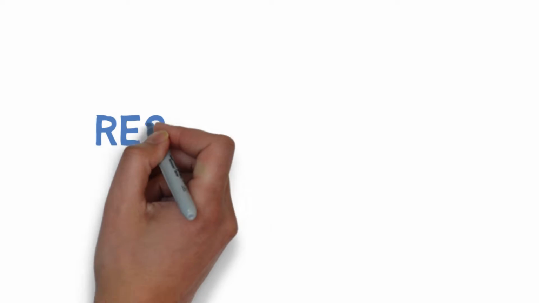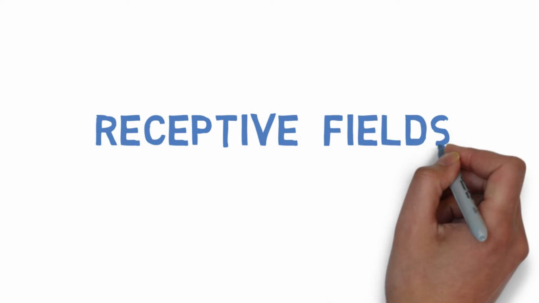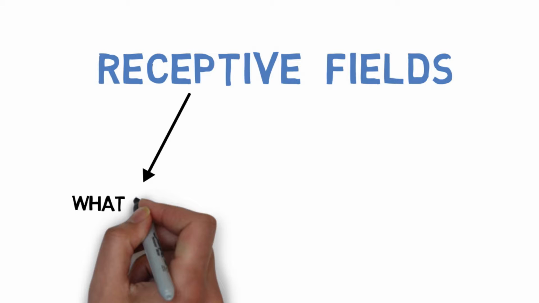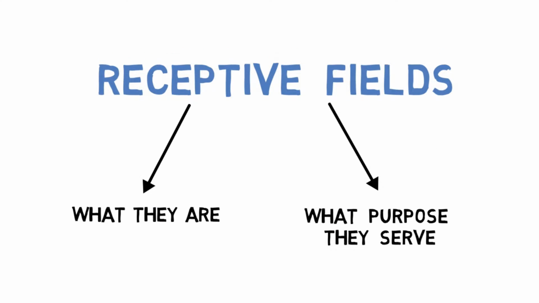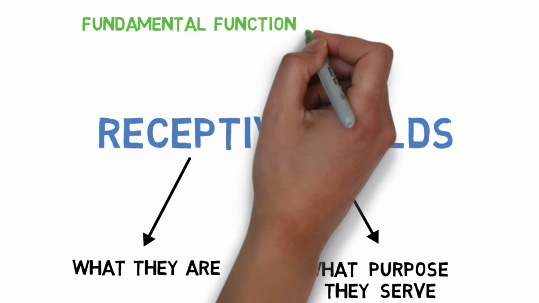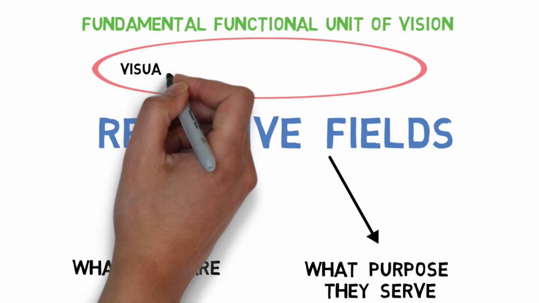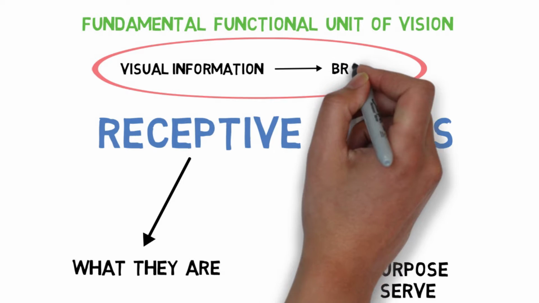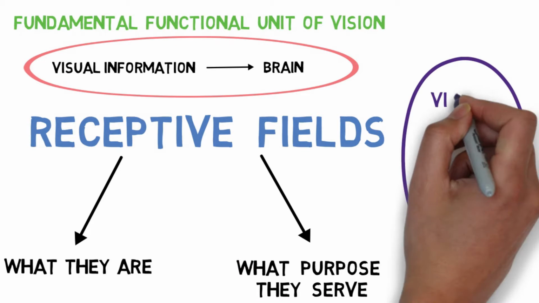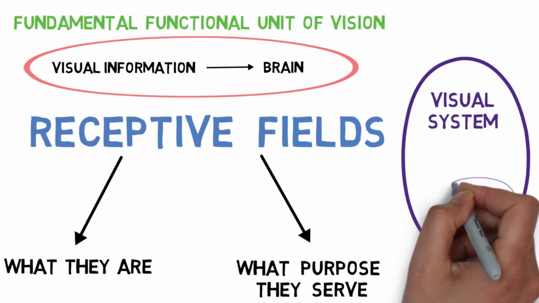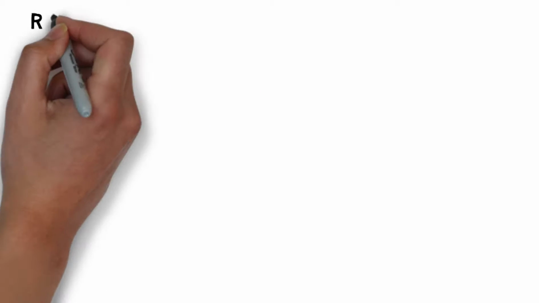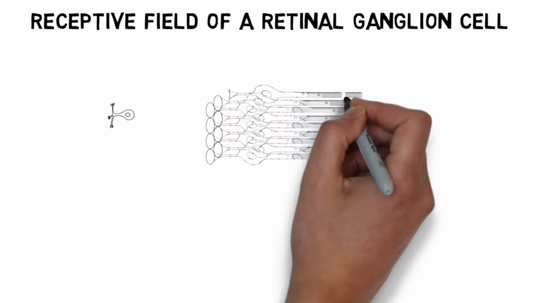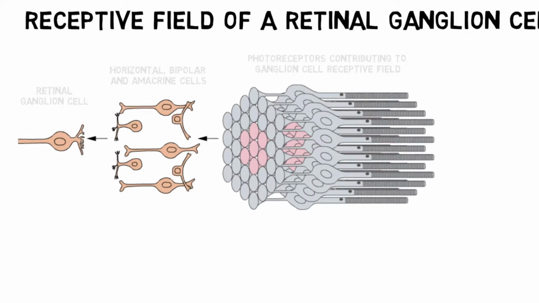In this video, we are going to talk about receptive fields in the visual system, particularly what they are and what purpose they serve in visual processing. Receptive fields are a fundamental functional unit of vision and the primary means through which visual information is detected and processed by the brain. They are located throughout the visual system and become more sophisticated and selective in higher cortical areas. Let's first talk about the most classic example of a receptive field, which can be found in the retina.